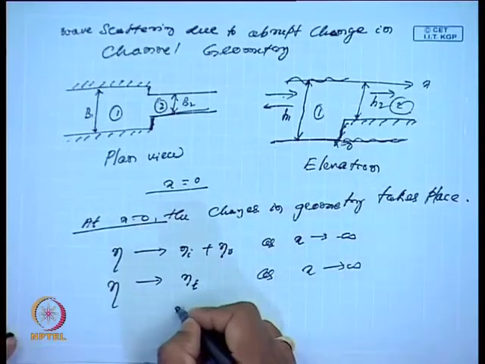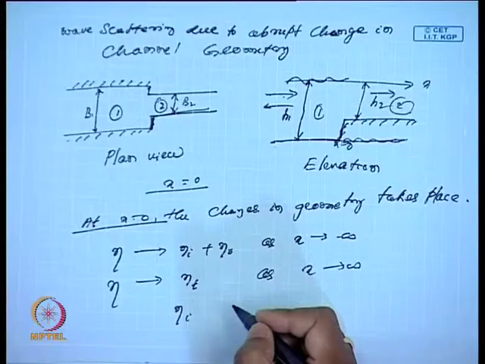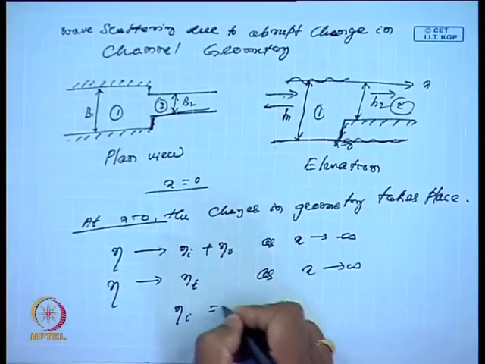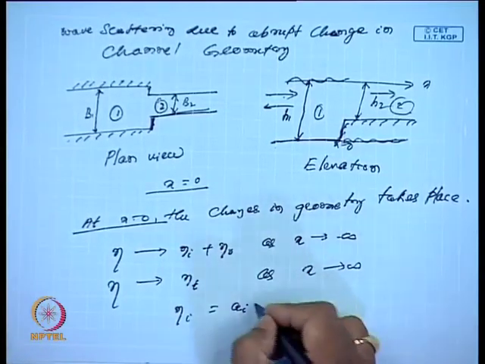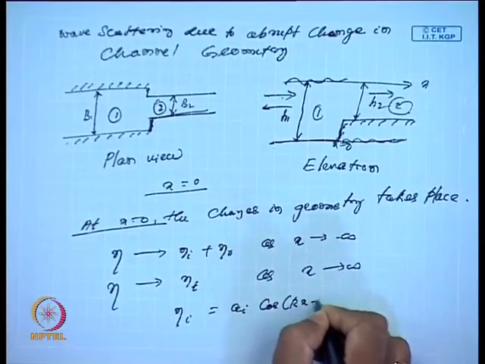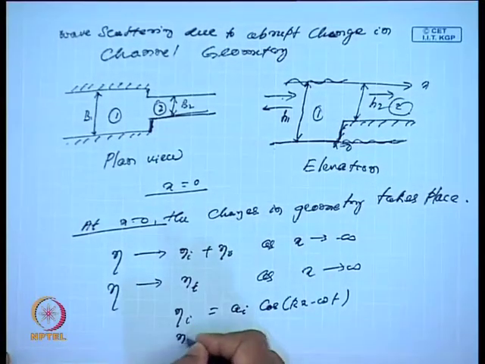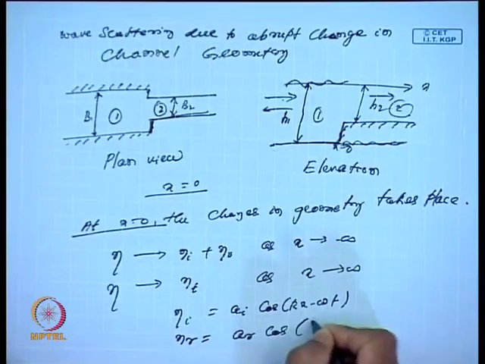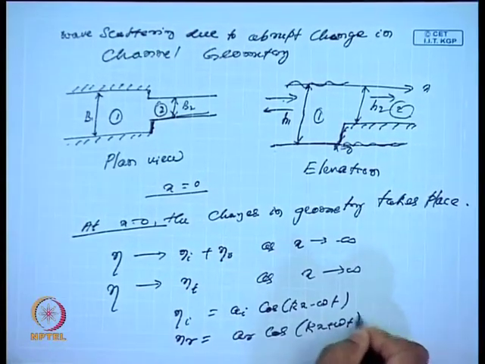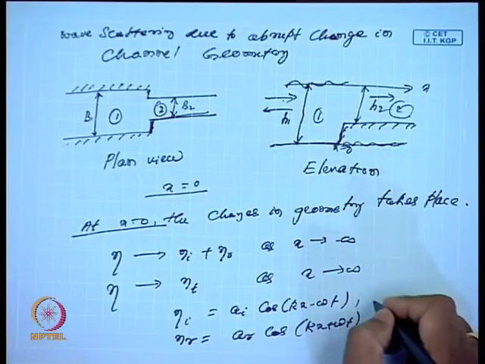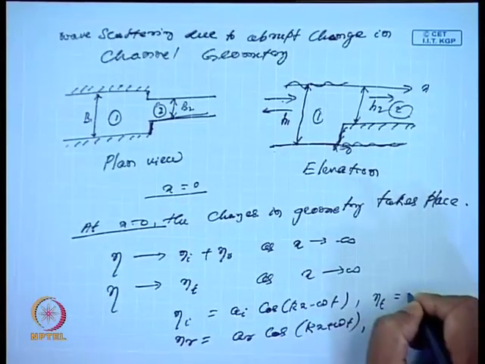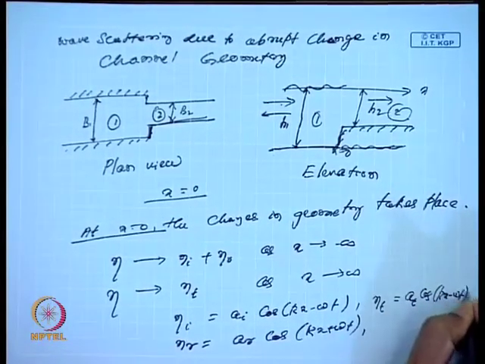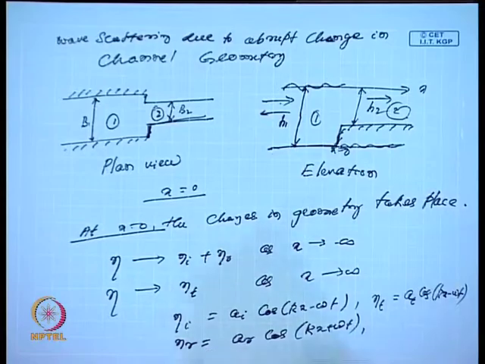And what will happen to eta I? Eta I will be of this form. If I say eta I is A I cos(kx minus omega t), my eta r is A r cos(kx plus omega t), and my eta t is A t cos(kx minus omega t). You can take the exponential form, but any form is okay. So, this is the form of eta I, eta r, eta t.